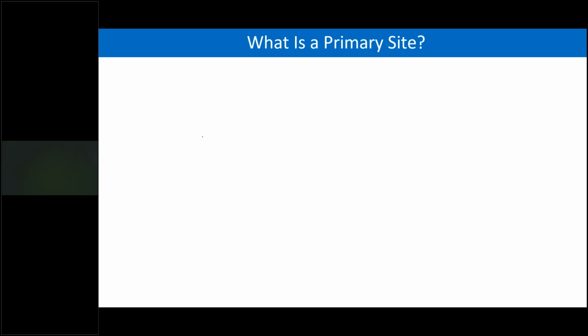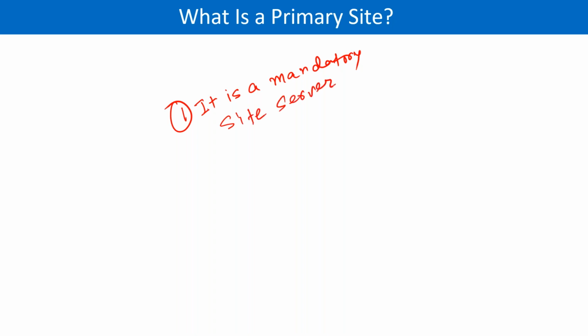Wherever you go, you will find a primary site. Whether you have one primary site or more than one, a primary site has to be there. You may not find a central or a secondary site, but the primary is there. So point number 1, is this optional or mandatory, guys? Mandatory. Yes, it is a mandatory site server. You have to have this. Without this, you cannot do anything.